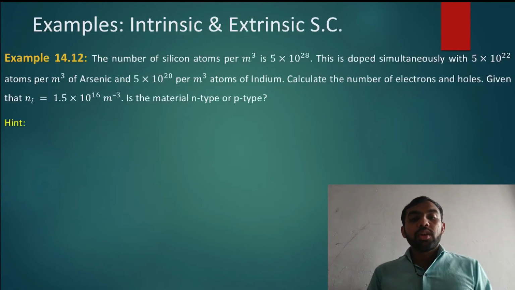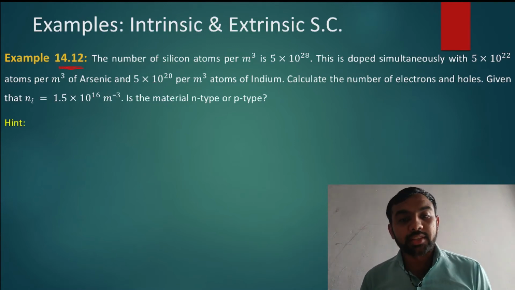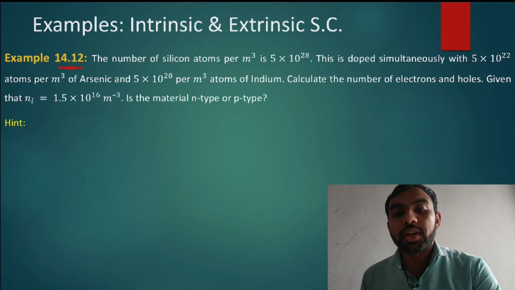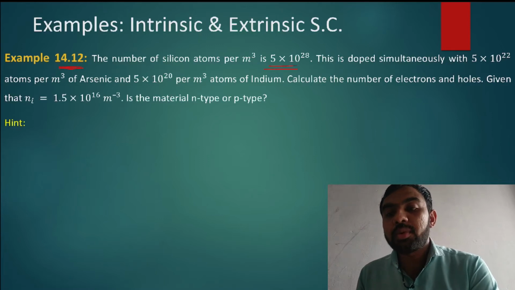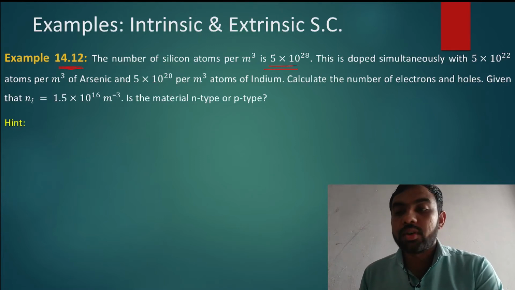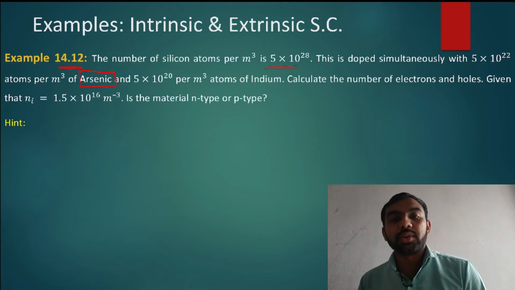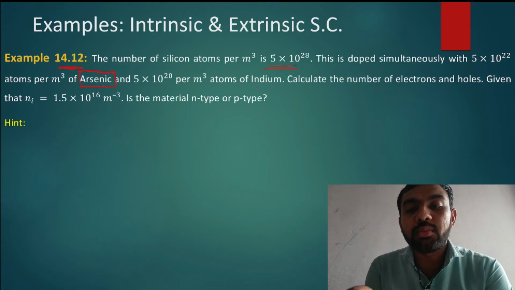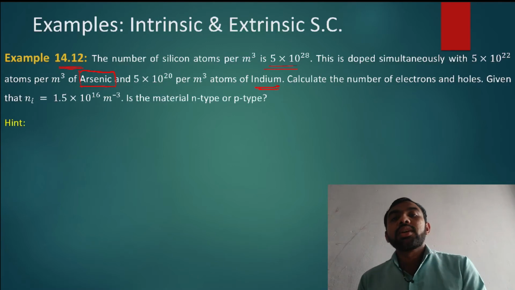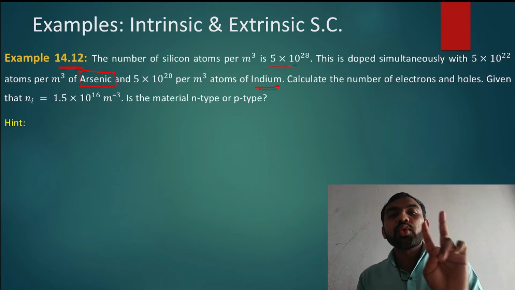Okay, what is this problem? It is example number 14.12 from the exercise. What is the problem statement? The number of silicon atoms per meter cube is equal to 5 into 10 raised to 28 atoms. This is doped simultaneously with 5 into 10 raised to 22 atoms per meter cube of arsenic. What is the meaning of arsenic? Arsenic means pentavalent impurity. And 5 into 10 raised to 20 per meter cube atoms of indium. What is the meaning of indium? Indium means trivalent impurity. So we have added two different impurities.